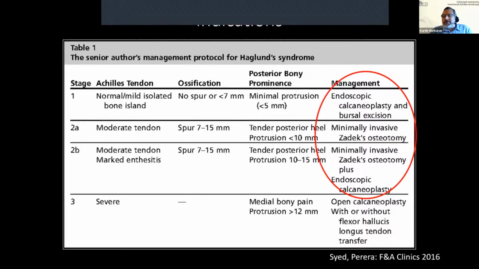I have tended to use Anthony Pereira's algorithm, where my classic indication is where there is an abnormal morphological feature of the os calcis with moderate tendinopathy or enthesitis and a spur length less than 2 centimeters or 1.5 centimeters, and a posterior heel protrusion of less than 1.5 centimeters. Again, one may have to undertake a calcaneoplasty, which again, I don't do endoscopically, I do minimally invasively under fluoroscopy.